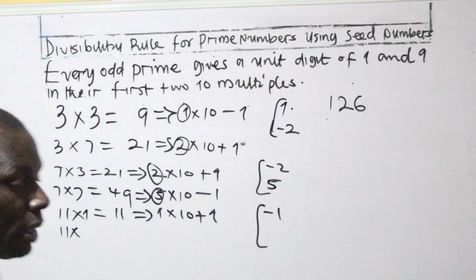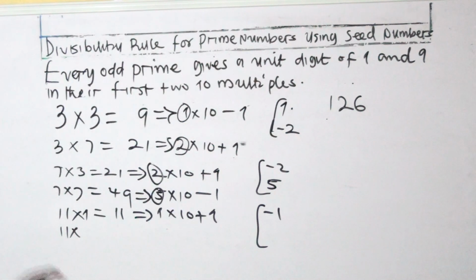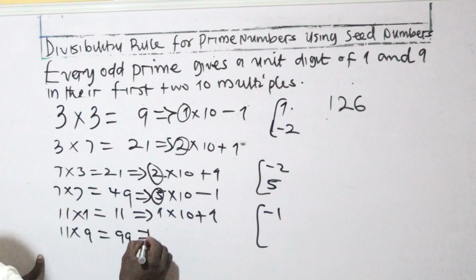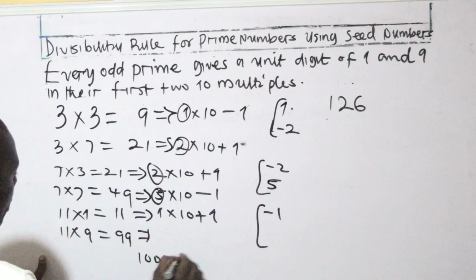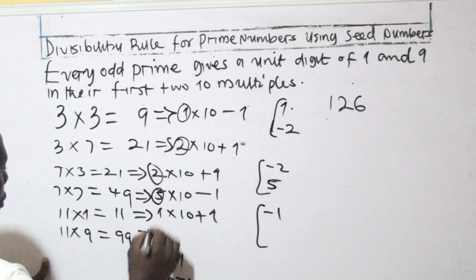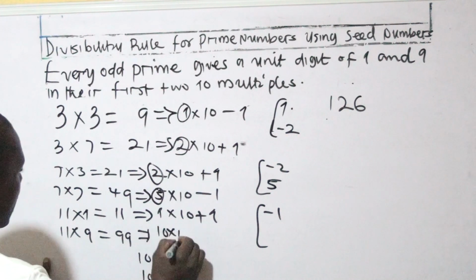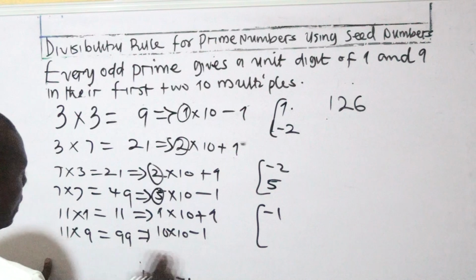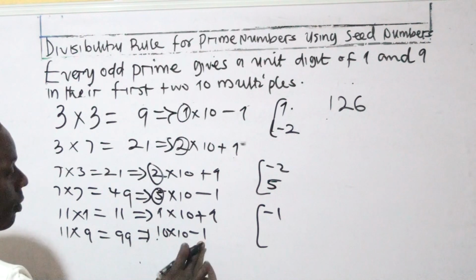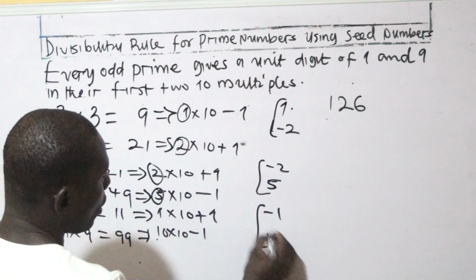Then another way that we can also obtain the seed number when the unit digit will end with 9 is 11 times 9. That will give us 99. And 99 is 100 minus 1, which is 10 times 10 minus 1. Because of the fact that this is minus, our seed number here will become 10.